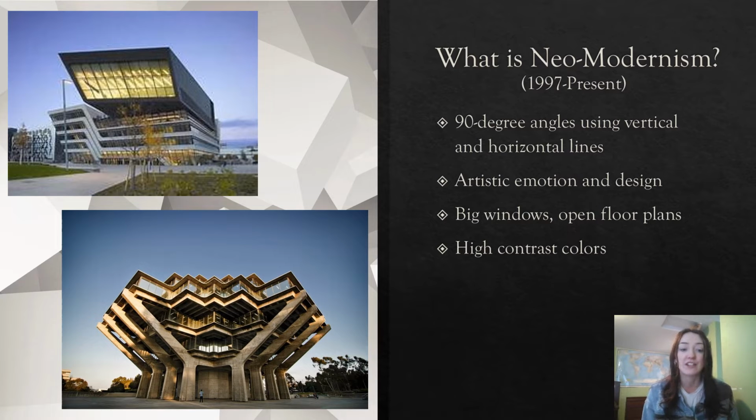In neo-modernism, an open floor plan is usually seen, and we will see contrast in exterior colors used, such as light or transparent buildings with dark structural elements that are shown. And neo-modernism is basically the bridge between modernism and parametricism.